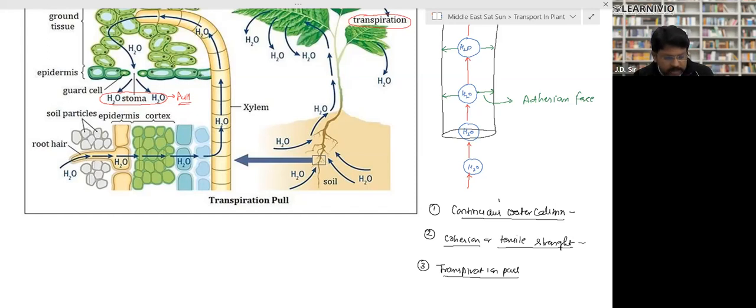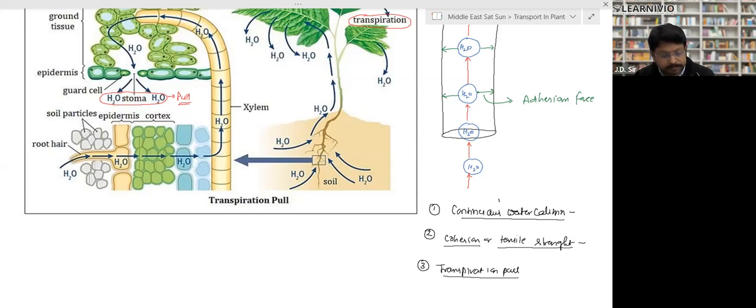So that is called transpiration pull theory, right? Is it clear, or do you have any doubt? In case you have any doubt, please feel free to ask me. Yes, guys, tell me, please. Come on. Is that all clear?